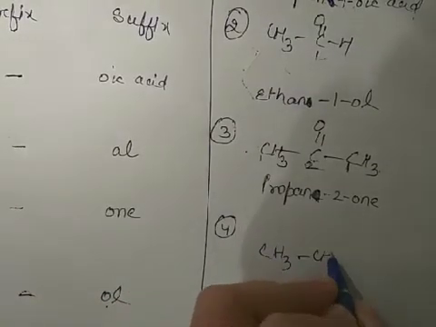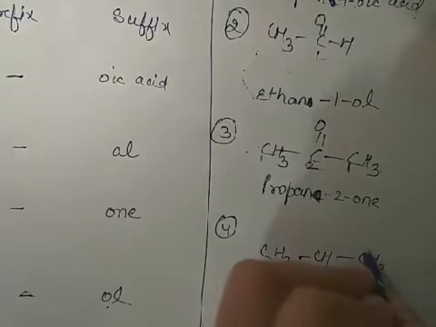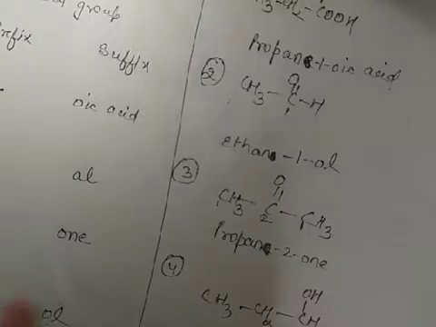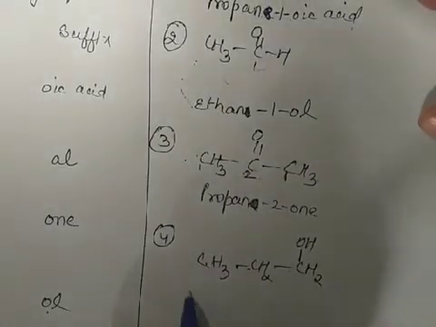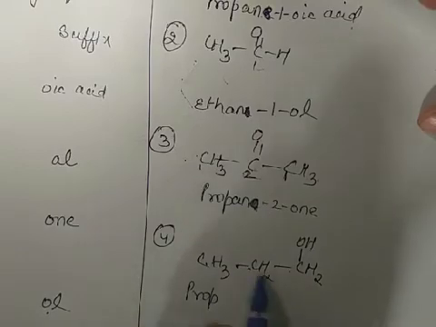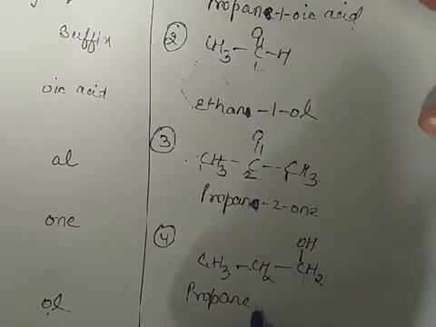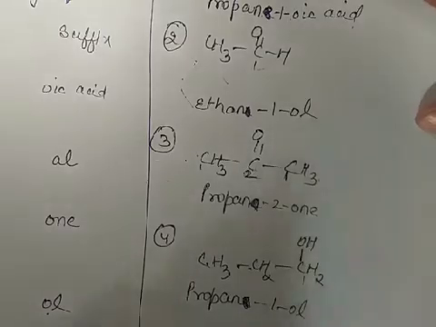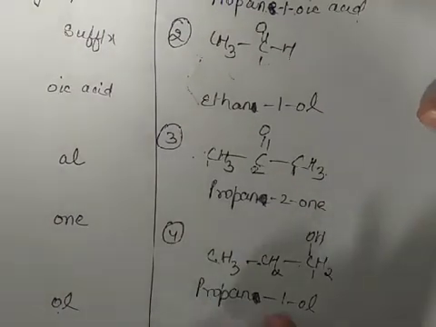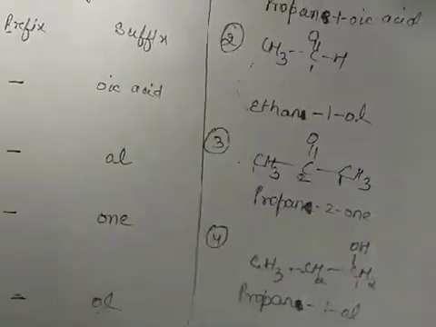So number 4 will come: CH3 CH2 CH2 OH. How will I name it? I will write, see, this is meth, eth, prop. 3 carbon, prop. All single bond, ane. On number one there is an alcoholic group, 1-ol. Propane-1-ol. Again, two vowels cannot come simultaneously, so I'll remove this E. It will become propan-1-ol. Right?